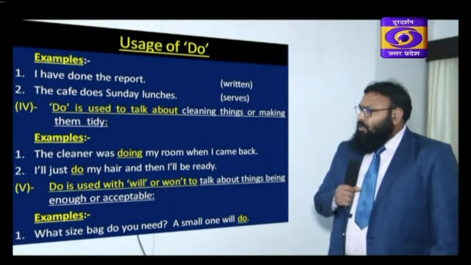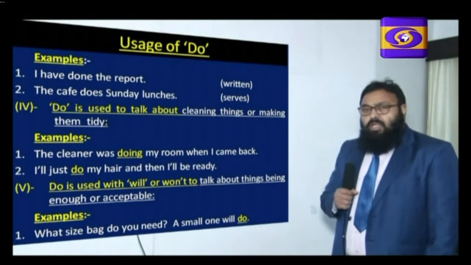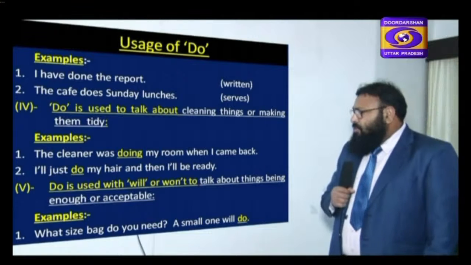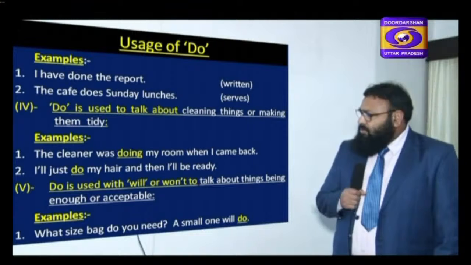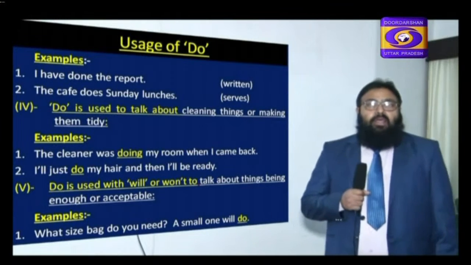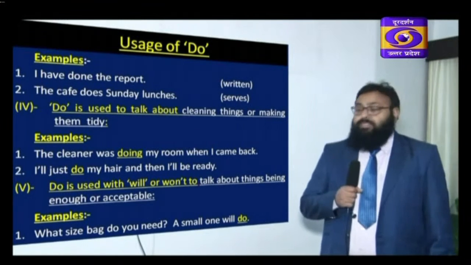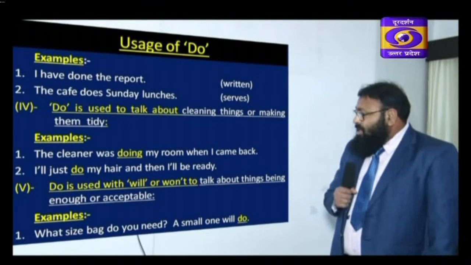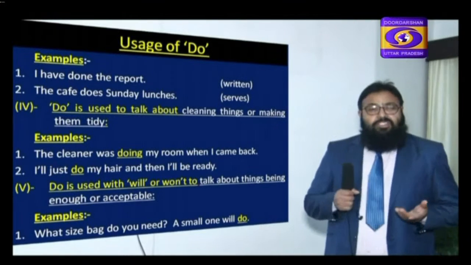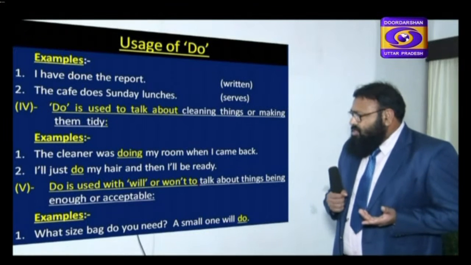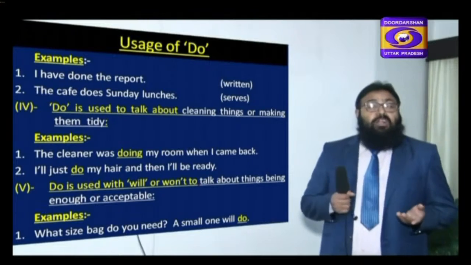Now the fifth usage of do as a main verb is that it is used with will or won't to talk about things being enough or acceptable. Examples are, what size bag do you need? A small one will do. What does do mean here? That it will be sufficient, it will be enough. So instead of saying enough or acceptable, we prefer saying that a small one will do.